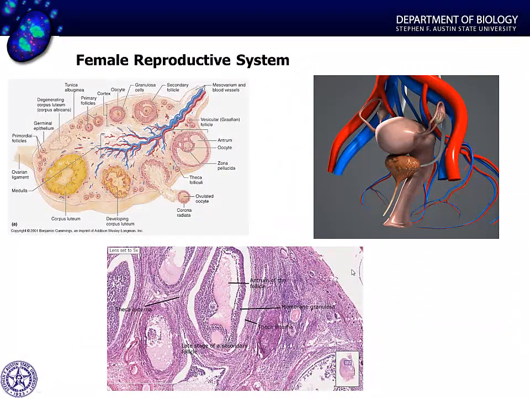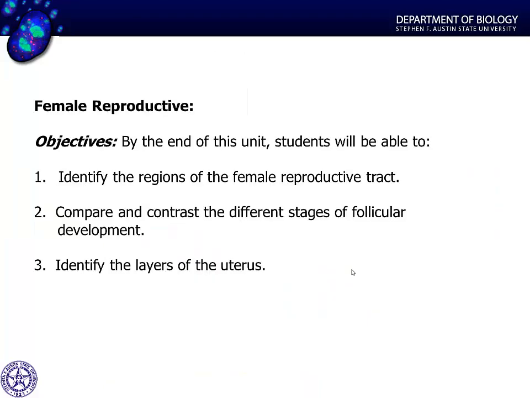Welcome to our podcast on the female reproductive system. During this podcast, we're not only going to examine the female reproductive tract and identify the different regions and distinguish them histologically, but the majority of what we're going to do is compare and contrast the different stages of follicular development in the ovary itself.